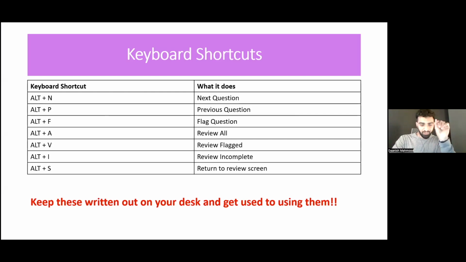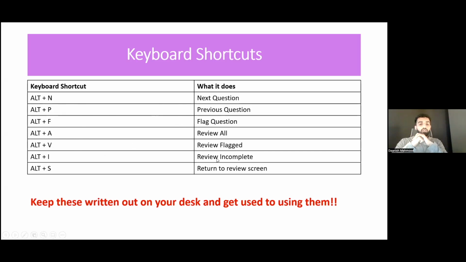I wrote these down on a piece of paper with a marker pen in a bright green color, and I stuck them on the wall and just made sure that I used them. It was a bit tricky at first, but you can see most of the letters correspond to what they do. N for next, P for previous, F for flag, A for review all, V, which is the only one that doesn't correspond to the letter, for reviewing flagged questions, and then I for reviewing incomplete.